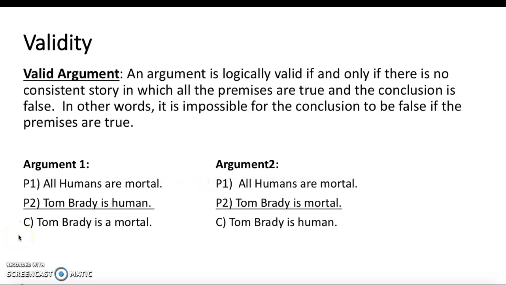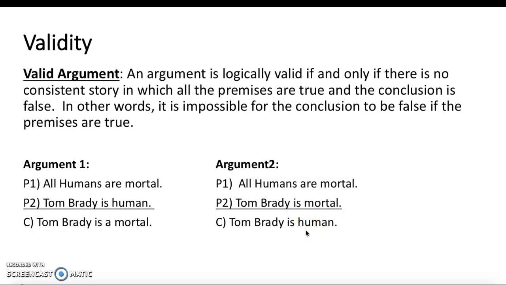Argument 2, on the other hand, is invalid. Why? Because even if we assume that all humans are mortal, and we assume that Tom Brady is mortal, it is still possible for the conclusion to be false. In other words, it's possible that Tom Brady not be human. So we can think of a situation in which, say, Tom Brady is a dog.